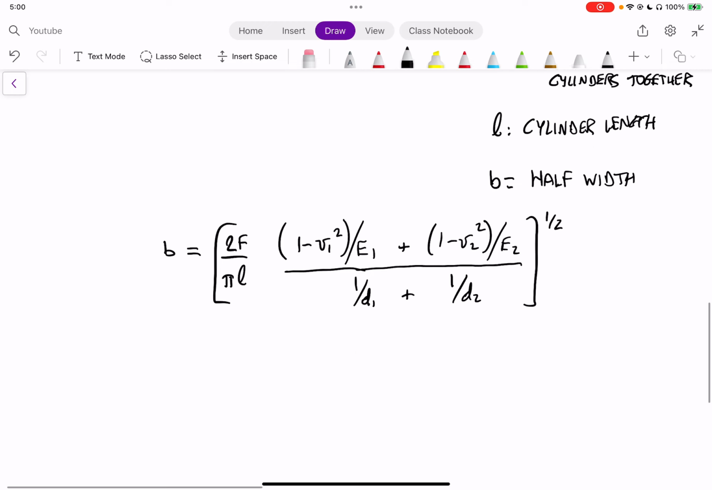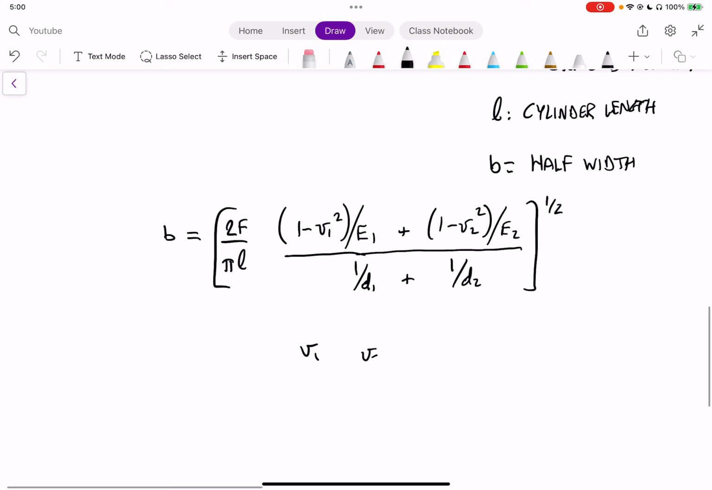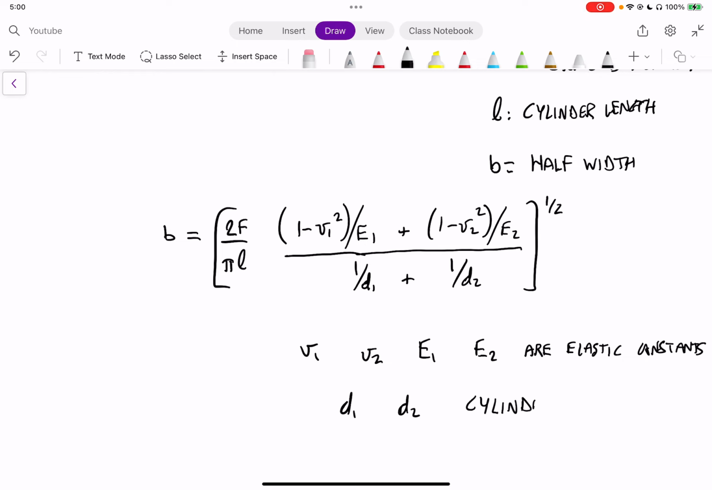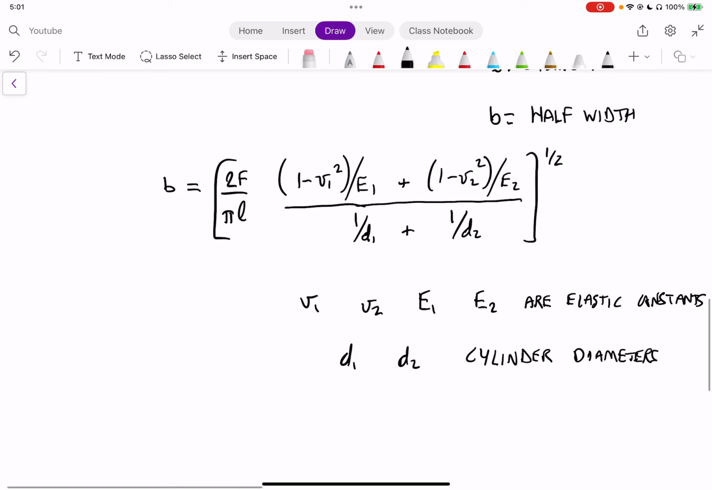And so ν1, ν2, E1, and E2 are elastic constants. Okay, so they're material constants. So based on the material, we can find these ν1, ν2, E1, E2, and d1 and d2 are just cylinder diameters. So it's essentially a measure of how the system would work based on its diameter and based on the material properties.